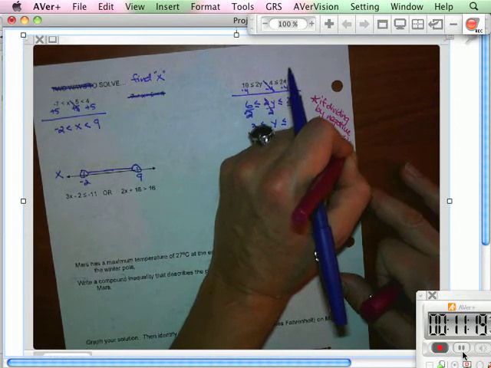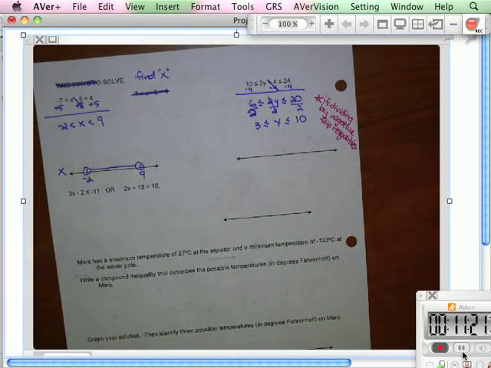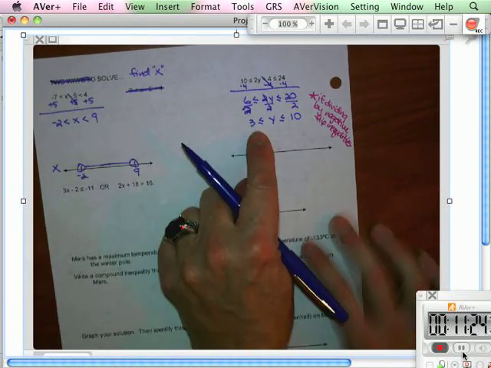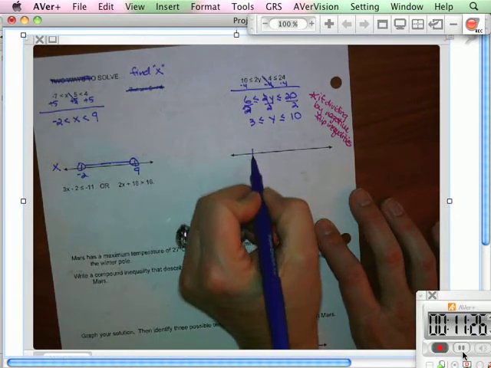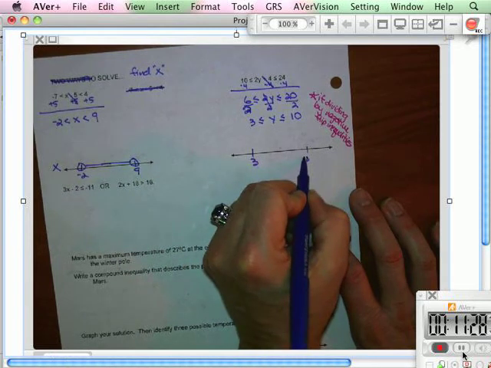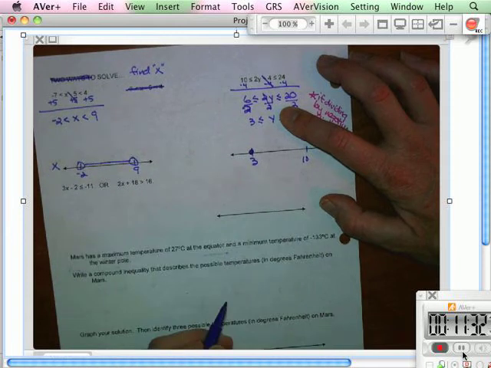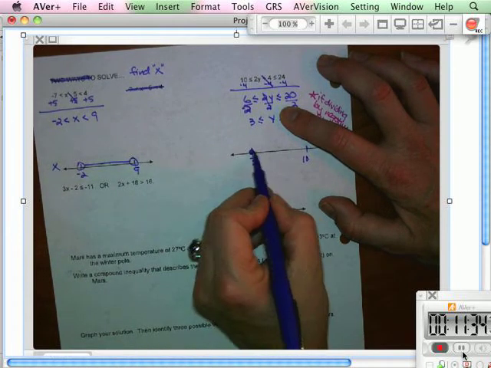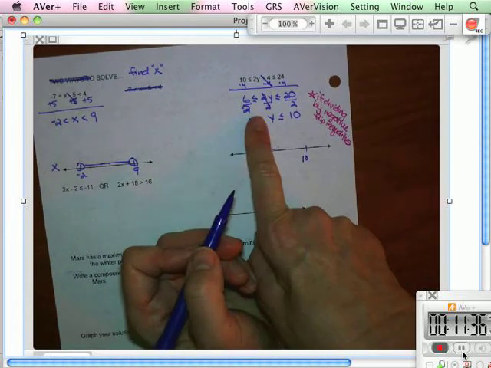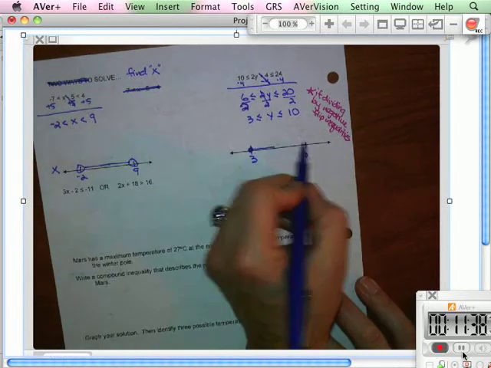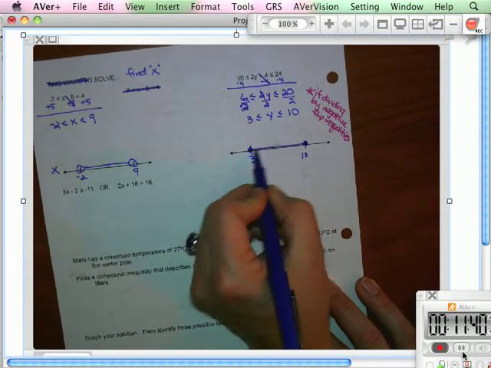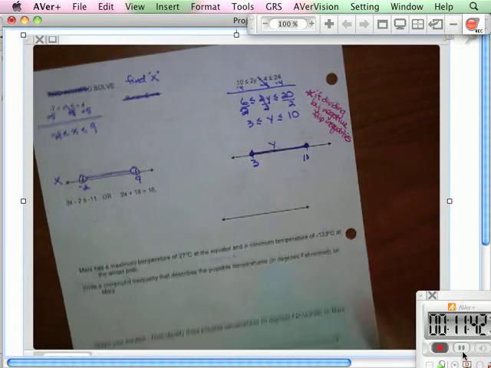In this instance, we were not dividing by a negative, so let's graph the solution set. So I have 3, I have 10. I'm going to graph this one first. Solid dot on 3. Y is greater than or equal to 3 this way. And it has to be less than or equal to 10. So solid dot on 10 and connect them. These are the y values that would work to make that inequality true.